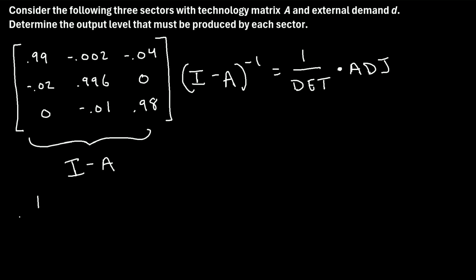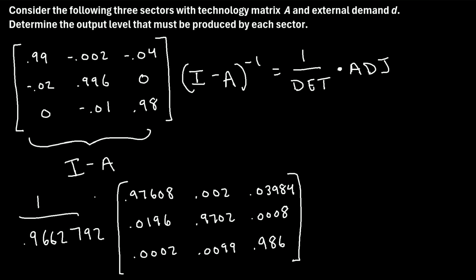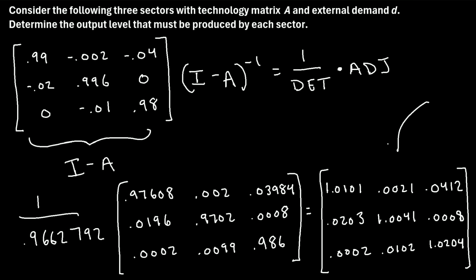We have 1 over the determinant, which we found was 0.9662792. And we're multiplying that by the adjoint matrix, which we found was this. So when we take this quantity and we multiply it by every element of this matrix, here's what we get. So this is our inverse matrix of I minus A.